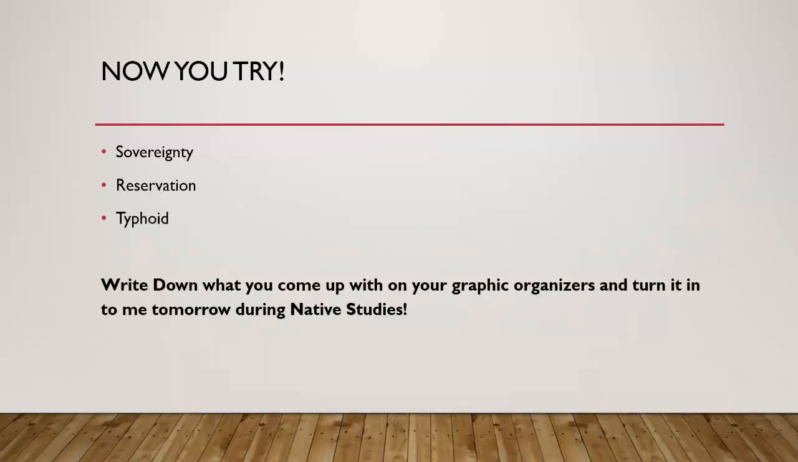Now I'd like you guys to try. So we have 3 words, sovereignty, reservation, and typhoid. I'd like you to try and figure out the definition of these words without using Google. And you can use the links that I provided for prefixes, affixes, and suffixes. And I also have a link on there for base words. If you can write all of those down and put them in your graphic organizers and turn it in tomorrow during native studies, that would be awesome.